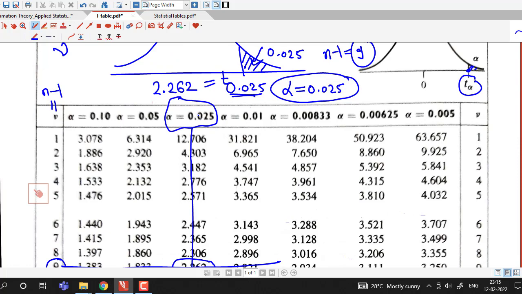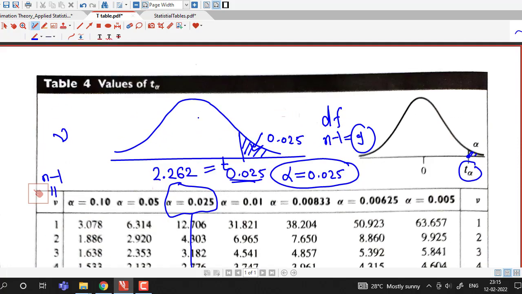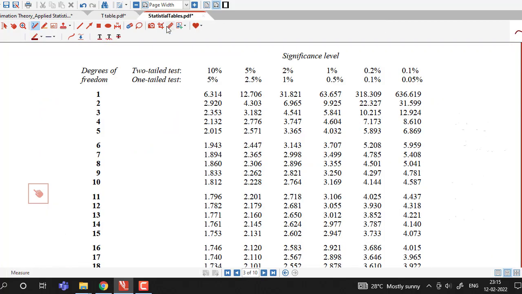Now this type of table is known as one tail or single tail T table. Here we are given the values of T suffix alpha such that area to the right side of T alpha is alpha. Now some authors are using two types of tables for the T distribution, one tail as well as two tail tables. So I am going to explain that also.